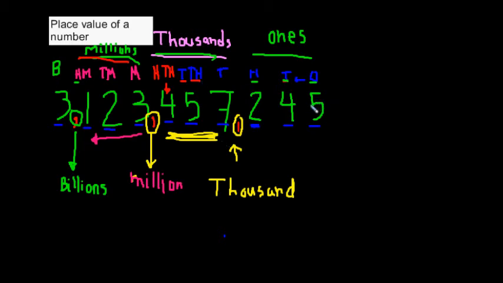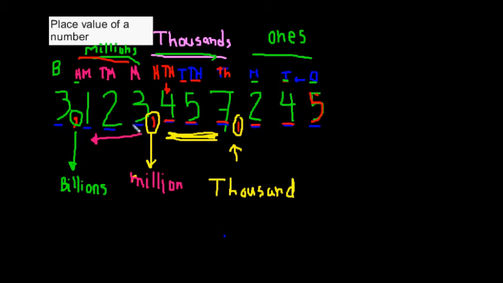5 is in ones. This 4 is in tens. Number 2 is in hundreds. Number 7 is in thousands. This is TH because it's the abbreviation for thousand. Number 5 is in 10,000. Number 4 is in 100,000.